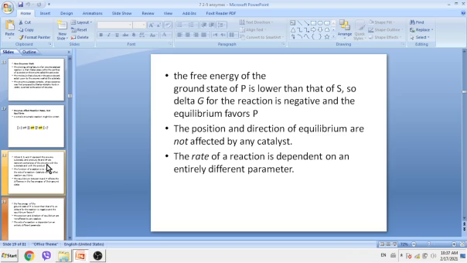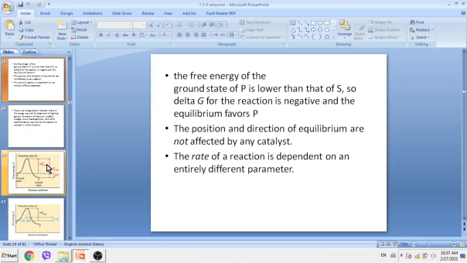يعني أمين diagram بيشرح كده. So delta G for the reaction is negative and the equilibrium favors P. طبعا هيك energy your product كم تربط S افتفعل delta G هو negative معناه exothermic reaction معناه وزيت دتن حرارة دتن. Okay, the position and direction of equilibrium are not affected by any catalyst.